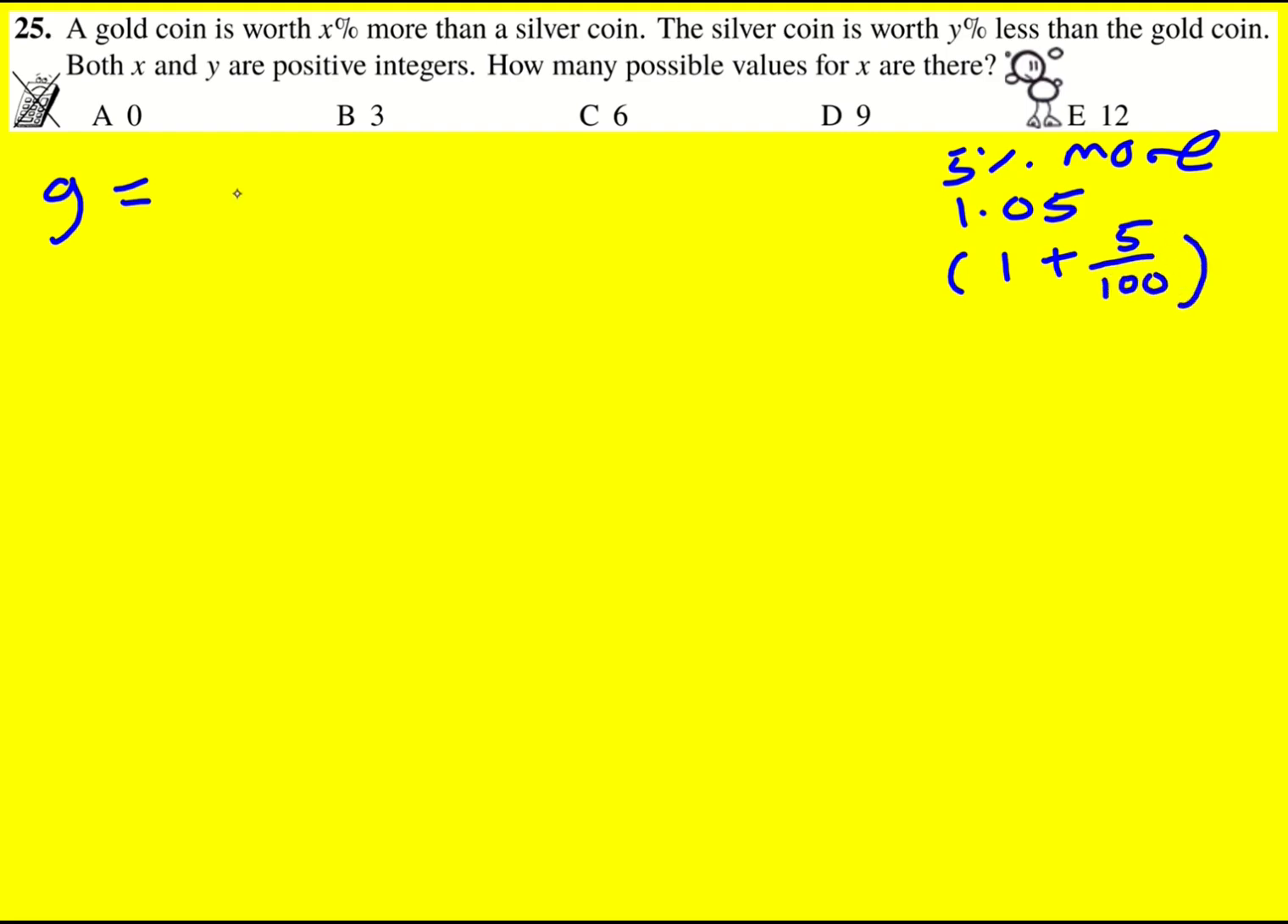So in the case of X%, it's the same idea. It's going to be 1 plus X over 100. And then we're going to multiply that by however much a silver coin is worth. So that is the first equation that we can write down between G and S.